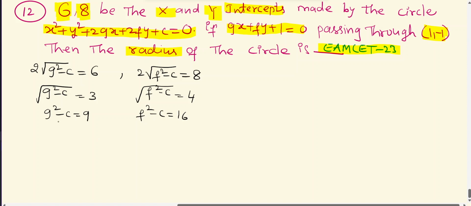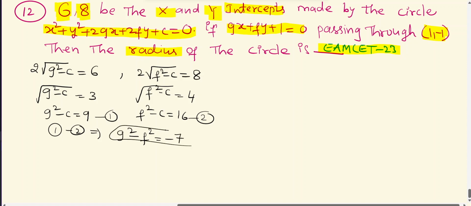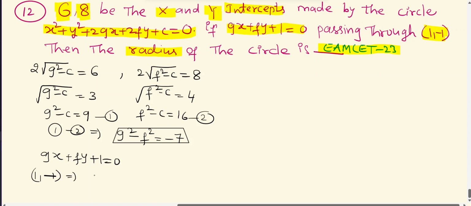So subtracting these two, this is the first equation and this is the second equation. First equation minus second equation: g square minus c plus c cancel. This is g square minus f square is equal to 9 minus 16, which is minus 7. This is the one relation. And the line gx plus fy plus 1 is equal to 0 passes through the point (1, minus 1). Substituting in this, that is g minus f plus 1 is equal to 0. From this, f is equal to g plus 1.